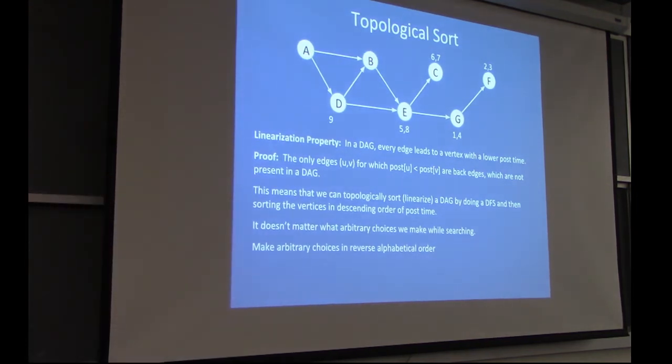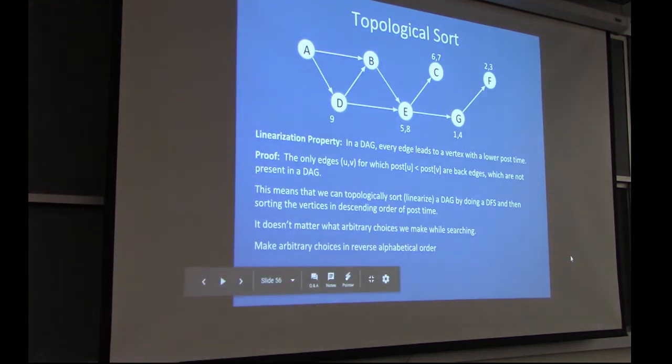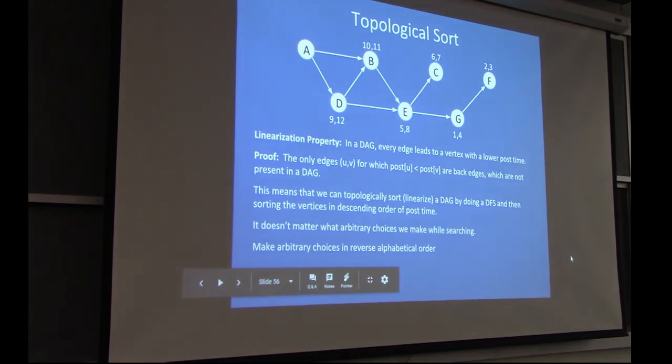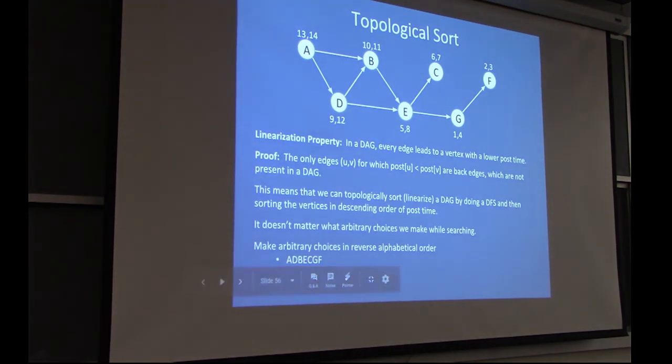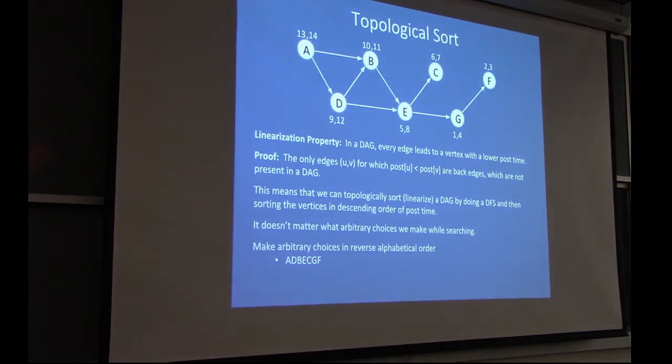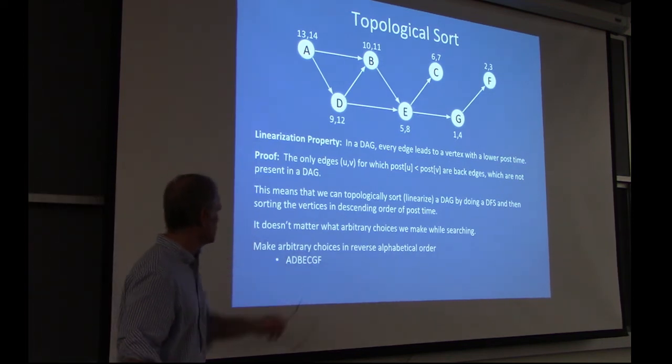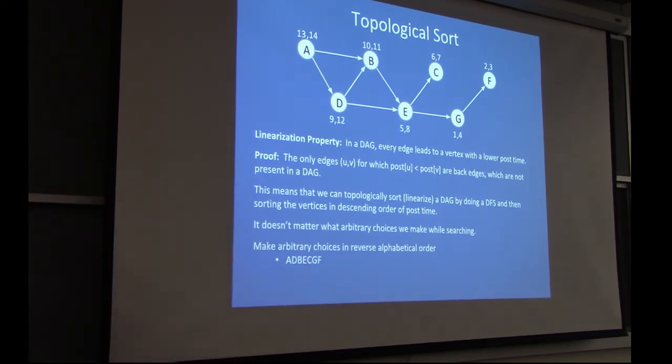Now let's restart with D. So let's go visit B, and then we do A. It doesn't matter, if we sort by descending order of post time, we get A, D, B, E, C, G, F. Now what happens if we make the choices a different way? What if we do alphabetical order? What's going to happen?